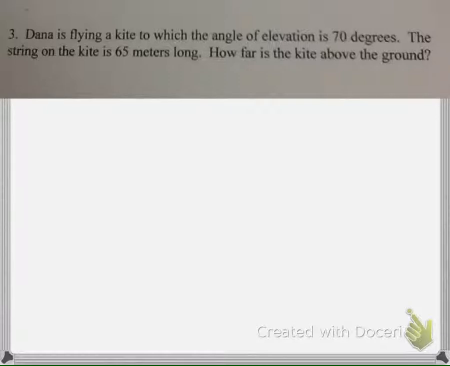The first thing you need to do in these problems, if you're scared of them, step one, draw a picture. Put yourself in the situation and just draw a picture. The picture needs to include a right triangle. So you're Dana. You're out in a field somewhere flying a kite. There's Dana.